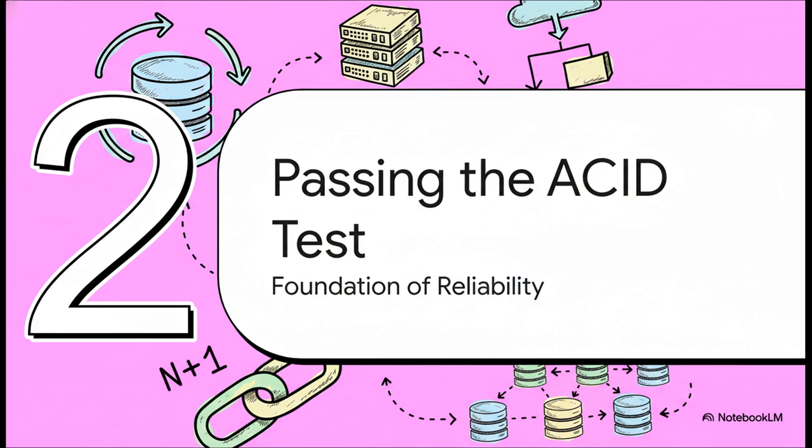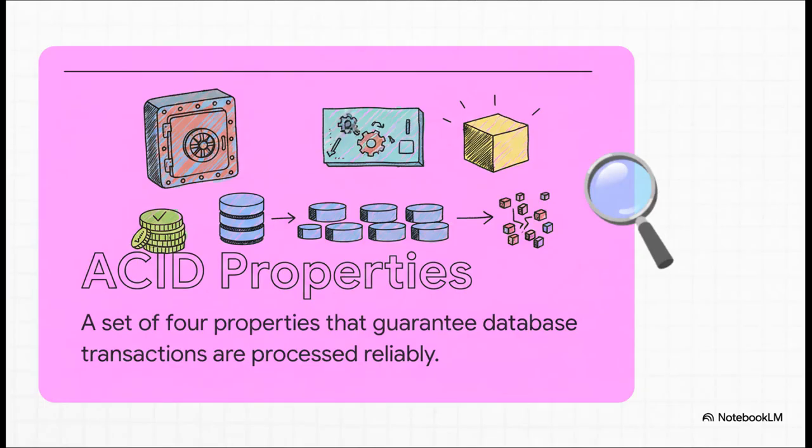And you know, this all-or-nothing promise is actually just one part of a bigger set of guarantees. For decades, the absolute gold standard for reliable transactions in relational databases has been a simple four-letter acronym, ACID. It stands for atomicity, consistency, isolation, and durability. You can think of these four properties as the bedrock foundation that ensures your data stays correct and reliable even when everything else seems to be going wrong.